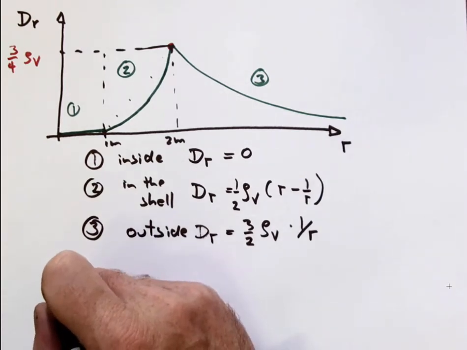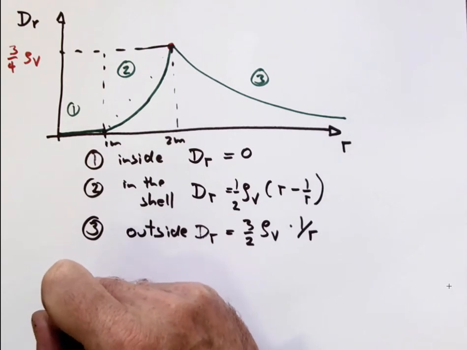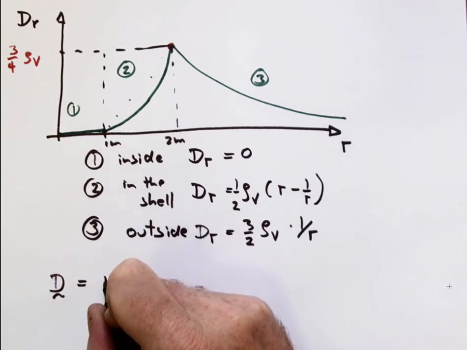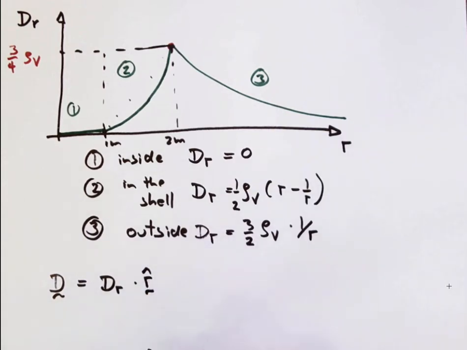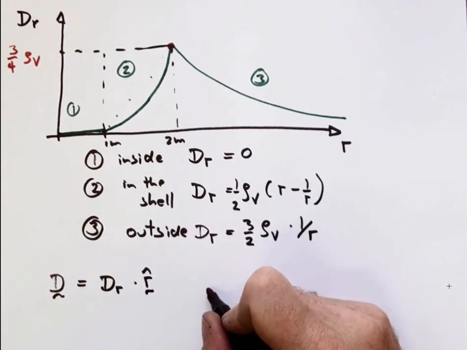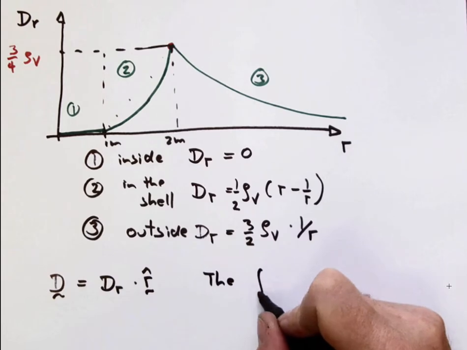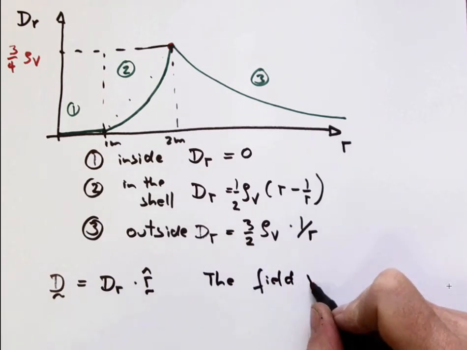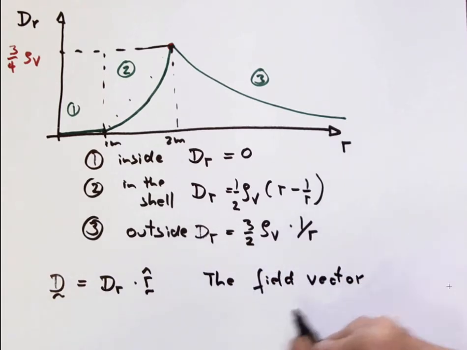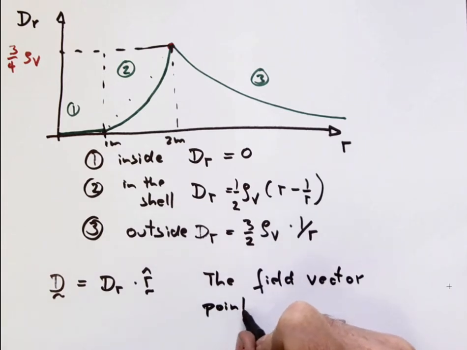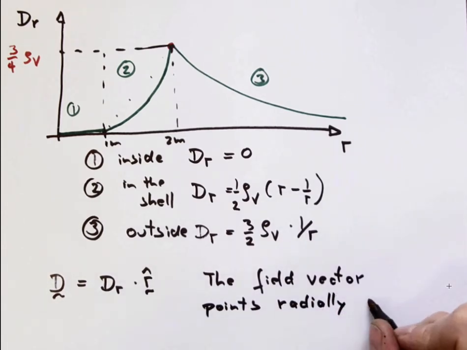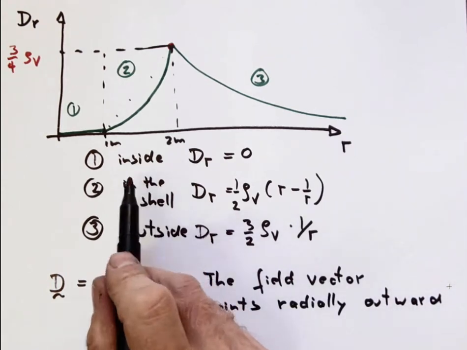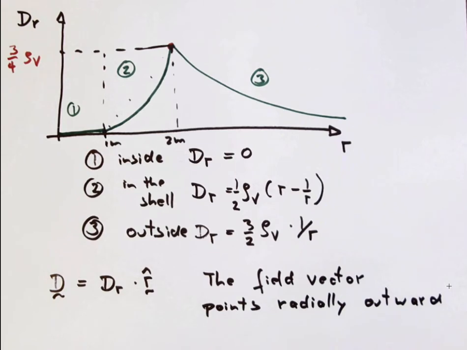The only other thing we need to state is that the field vector is equal to Dr times the radial unit vector in cylindrical coordinates, which means the field vector points radially outward in regions 2 and 3. In region 1, of course, it is 0.